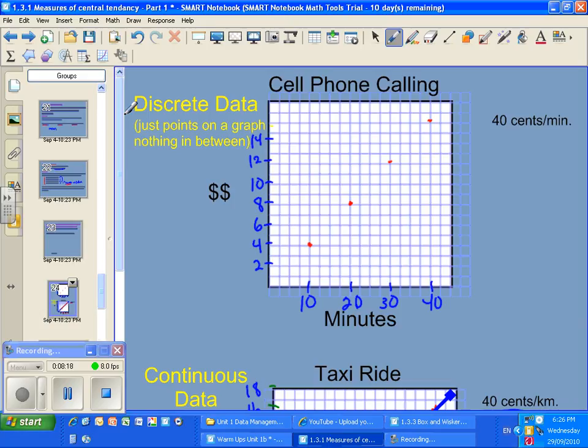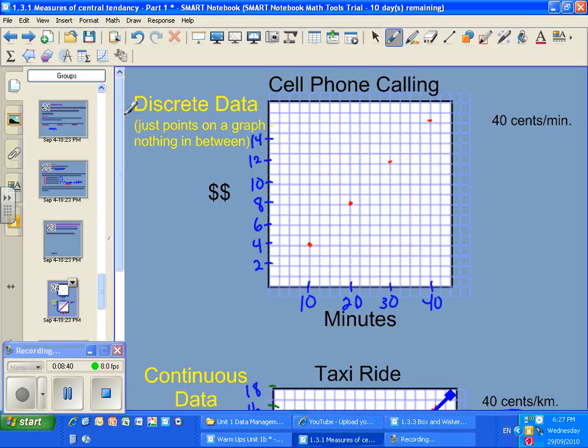Now, the opposite to continuous data is discrete data. I don't know if you realize that when you make a phone call using your cell phone, it doesn't matter if you only talk for 20 seconds, they charge you for a minute. If you talk for a minute and 5 seconds, they charge you for 2 minutes. So they always round it up to the nearest minute.